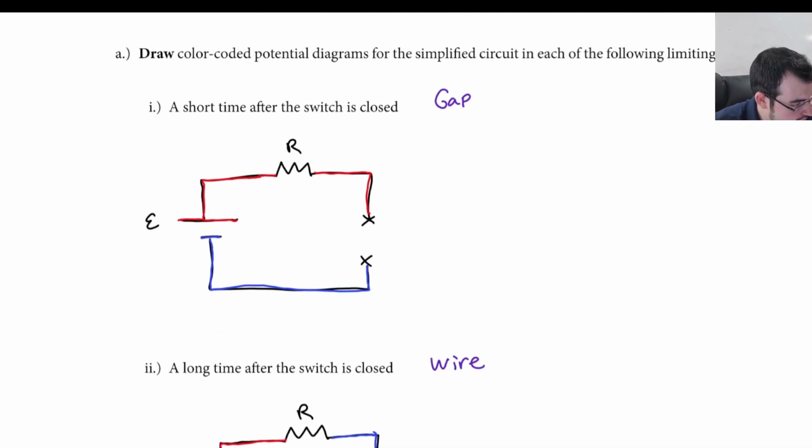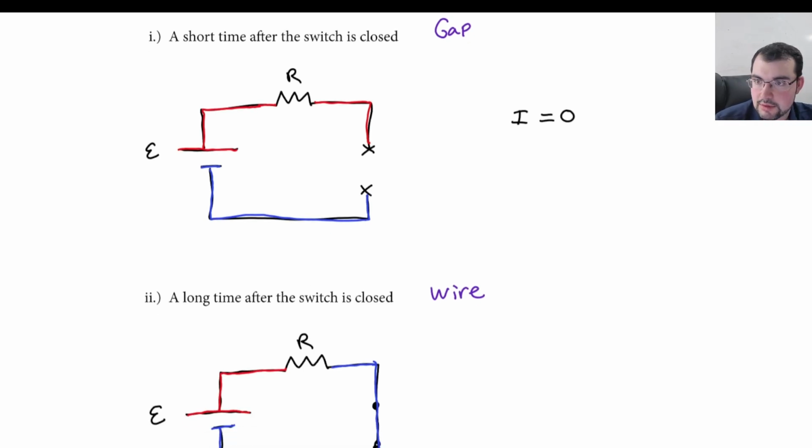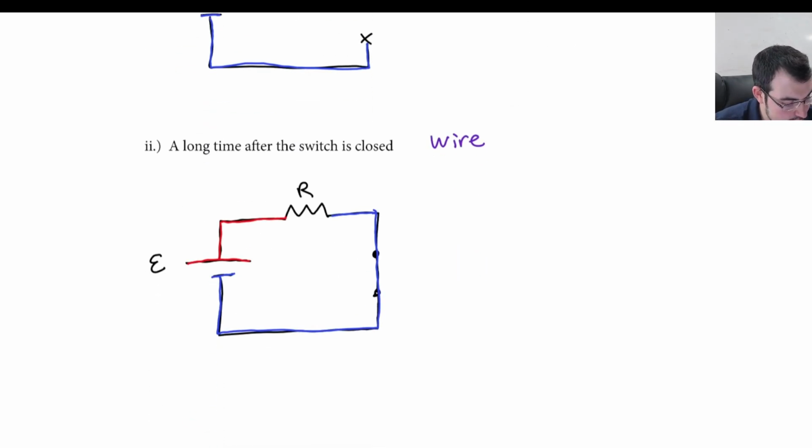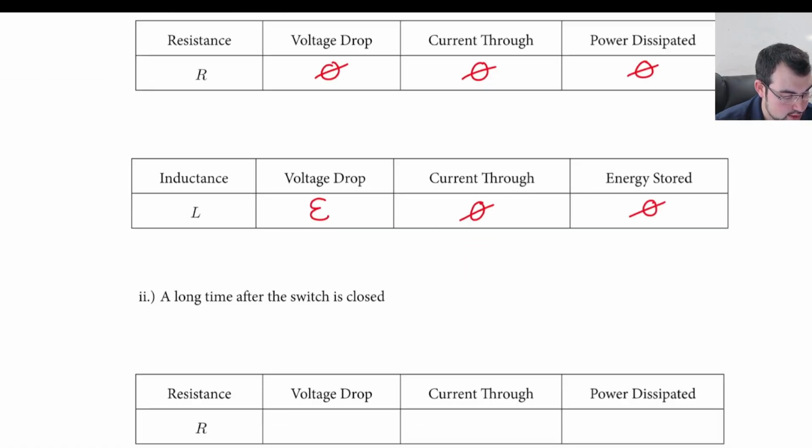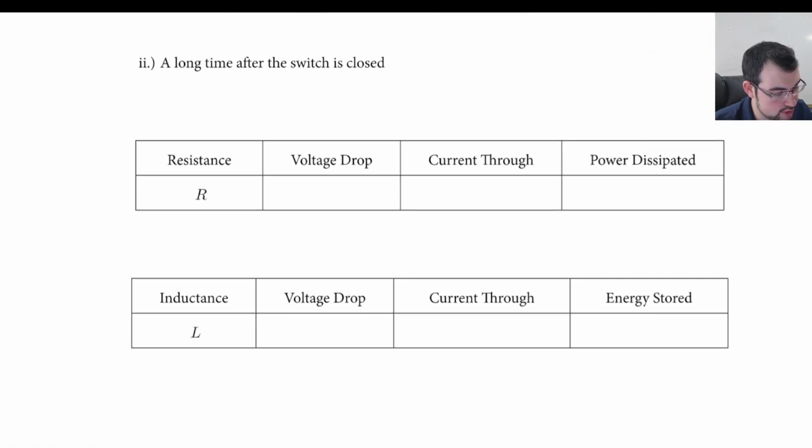So in this case, we had I equals 0 because there was not a closed loop. But in this case, we get a closed loop, so I is just the EMF over Req, which is just EMF over resistance. So what about after a long time? Well, the resistor holds all the voltage drop. It has a current of epsilon over R via Ohm's law, delta V equals IR. I want to write this as I equals delta V over R.